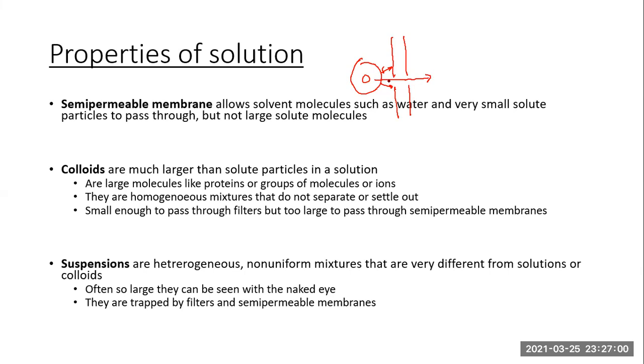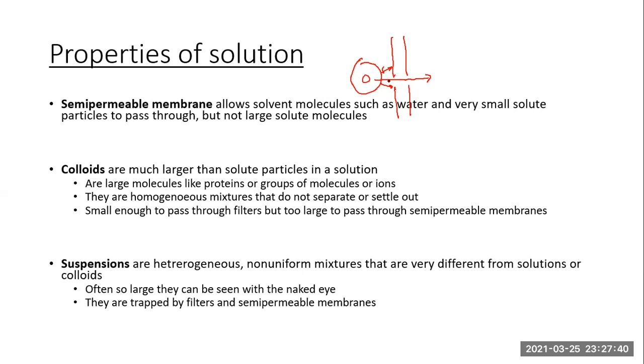Colloids are much larger than solute particles in a solution. Remember, the solute particles are the smaller part of the solution, a lot of times the substances that we dissolve in the larger part, which is the solvent. Colloids are large molecules like proteins and groups of molecules or ions. They are homogeneous mixtures that do not separate or settle out. Homogeneous, you remember, means that everything mixes and everything looks the same throughout. They're small enough to pass through filters, but too large to pass through these membranes. For example, some colloids are things like milk, mayonnaise, and fog.